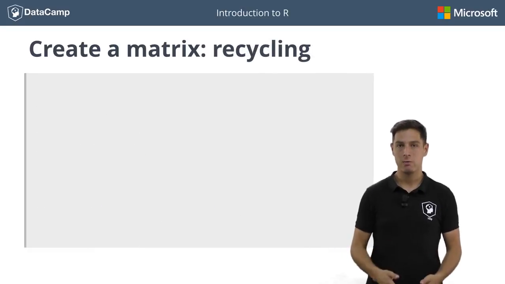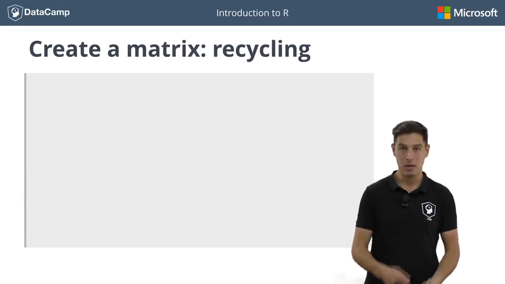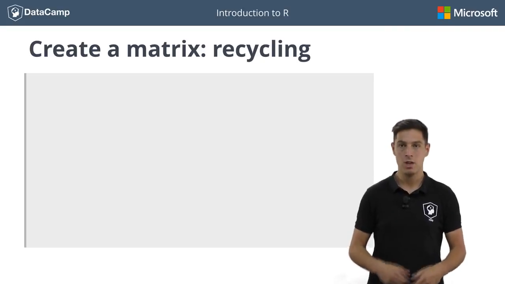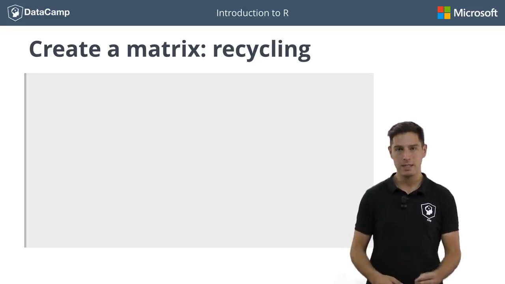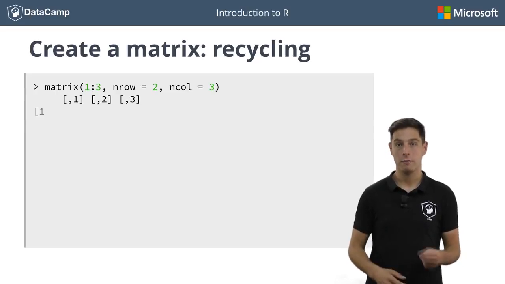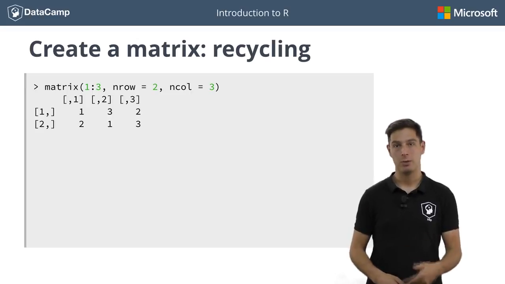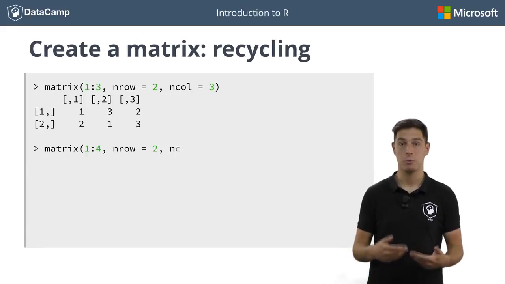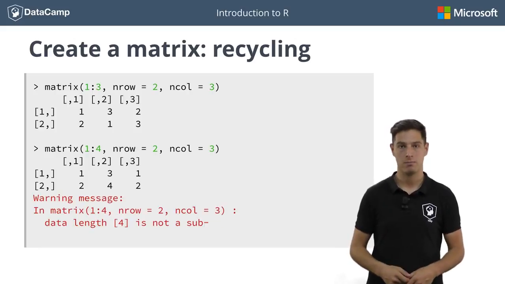Remember how R did recycling when you were subsetting vectors using logical vectors? The same thing happens when you pass the matrix function a vector that is too short to fill up the entire matrix. Suppose you pass a vector containing the values 1 to 3 to the matrix function and explicitly say you want a matrix with 2 rows and 3 columns. R fills up the matrix column by column and simply repeats the vector. If you try to fill up the matrix with a vector whose multiple does not nicely fit in a matrix, for example when you want to put a 4-element vector in a 6-element matrix, R generates a warning message.